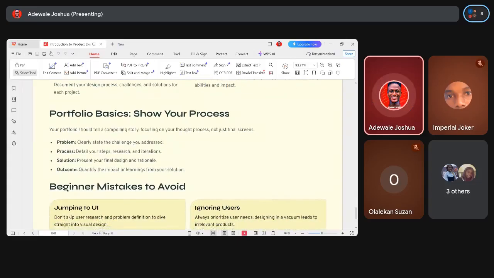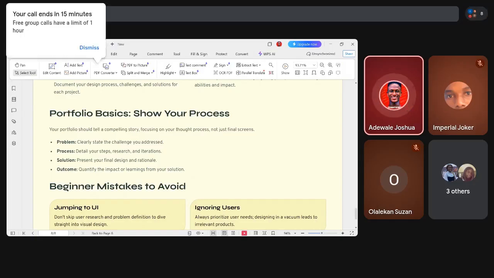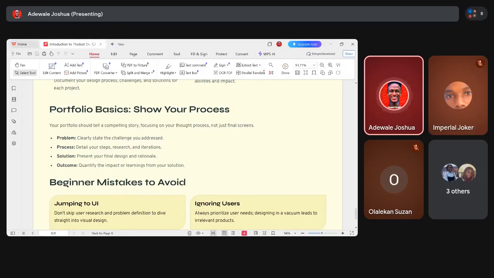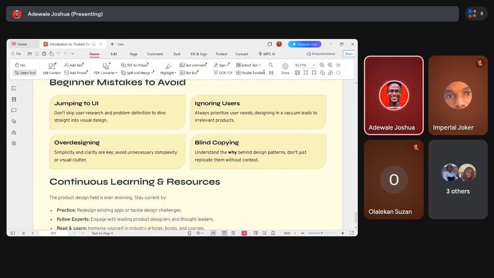In the long run, we'll get to even share this presentation. Yeah. So portfolio basics: show your process. Basically, a portfolio is you showing your work process. Don't hide your work process. Show your work process and do all you can. So beginner mistakes to avoid: jumping into UI. Please don't jump into UI. Please. Ignoring users. Please don't ignore users. Don't over design.